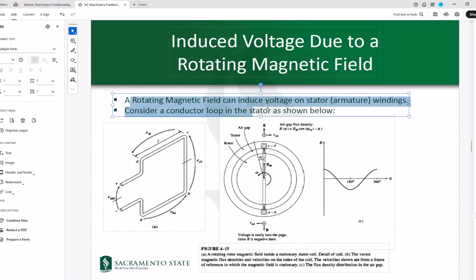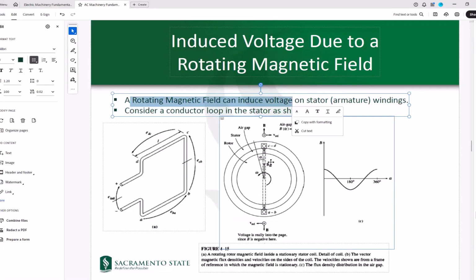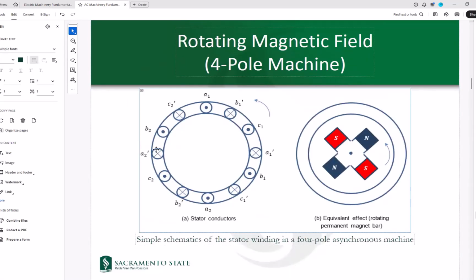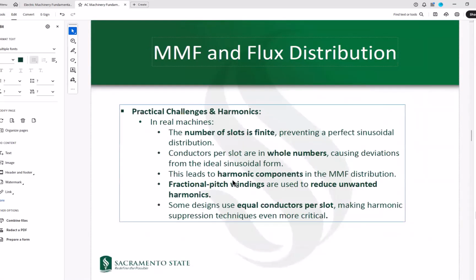Now let's assume that you have a magnet or a rotor setup. You have a rotating magnetic field that exists because your rotor is rotating with a certain speed, and you have a loop of conductor on the stator. Here we had our stator or armature windings creating that rotating magnetic field. Now, I want to say that if there is a rotating magnetic field, it will induce voltage on these stator windings. So that's the other way around.